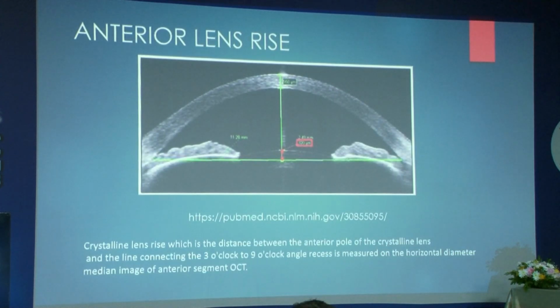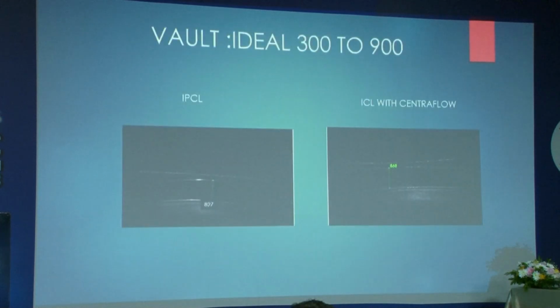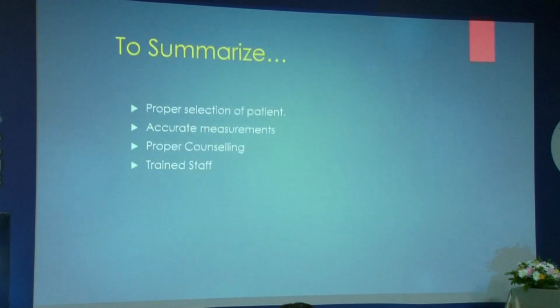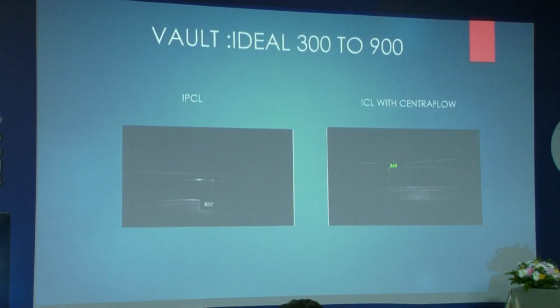which is the distance between the anterior pole of the crystalline lens and the line that connects the 3 and 9 o'clock angle recess. Now, the vault, which is something that you are going to check post your surgery, this you need to check mandatorily for everyone to know whether your phakic IOL patient is stable or not. You need to check the distance between the center of the posterior aspect of your ICL and the anterior pole of your lens. The ideal vault would be anywhere between 300 to 900.